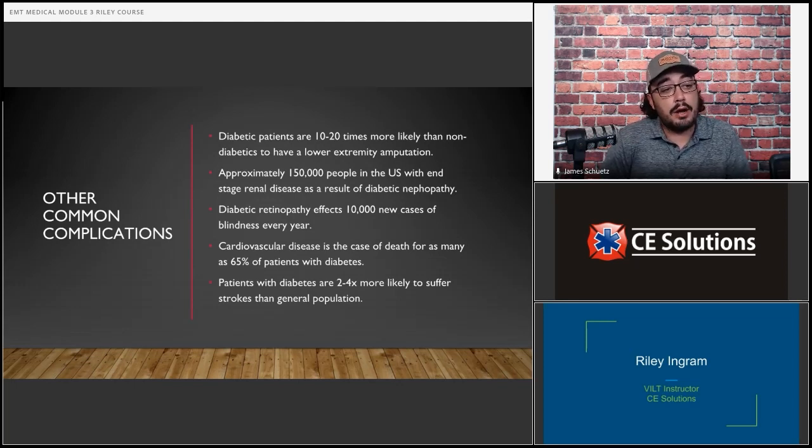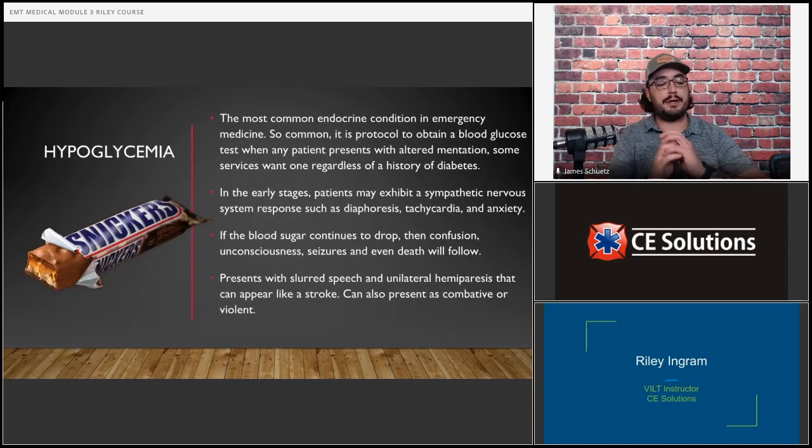That's profound. Cardiovascular disease is the cause of death for as many as 65% of patients with diabetes. And patients with diabetes are 2 to 4 times more likely to suffer strokes than the general population. All right, and we learned that when we learned about strokes. Your diabetic patients are at higher risk of having strokes, and they have the silent MI, right? That's your typical silent MI patient: that 40-year-old female that is diabetic, is having nausea, right? That's always your sneaker.